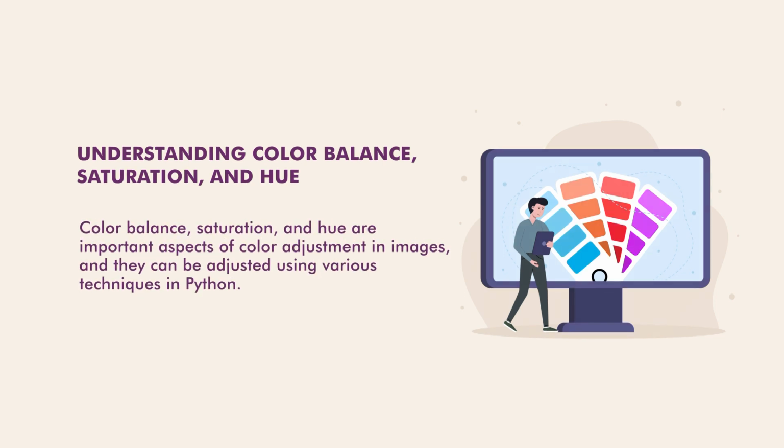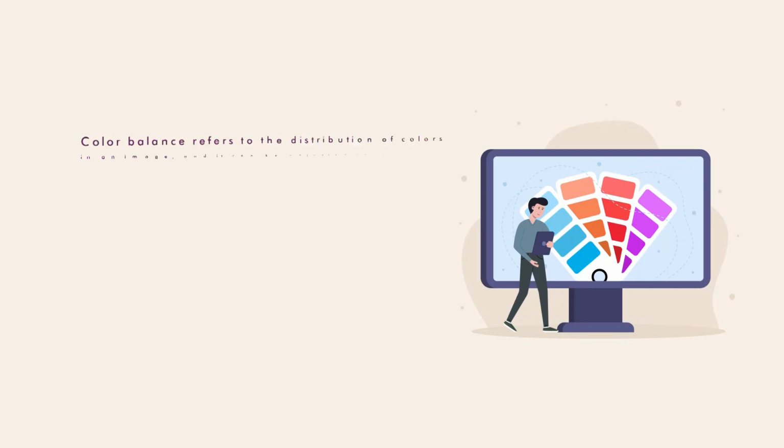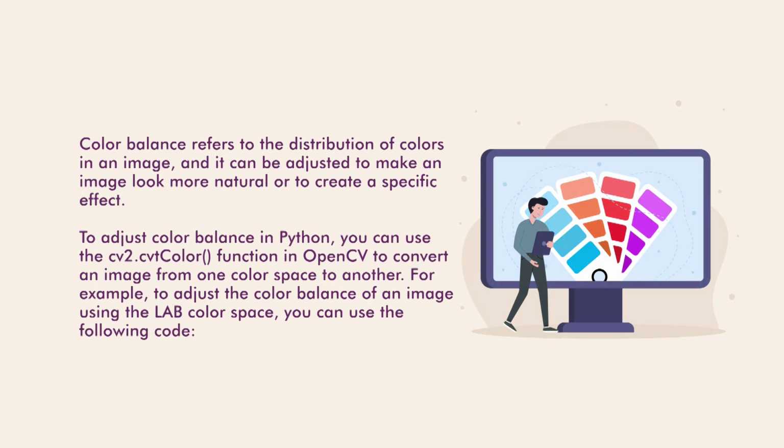First of all, we have to understand that color balance, saturation, and hue are important aspects of color adjustment in images, and they can be adjusted using various techniques in Python. Here is a brief explanation of these concepts and how they can be adjusted in Python. First, we have to learn what is color balance. Color balance refers to the distribution of colors in an image, and it can be adjusted to make an image look more natural or to create a specific effect.